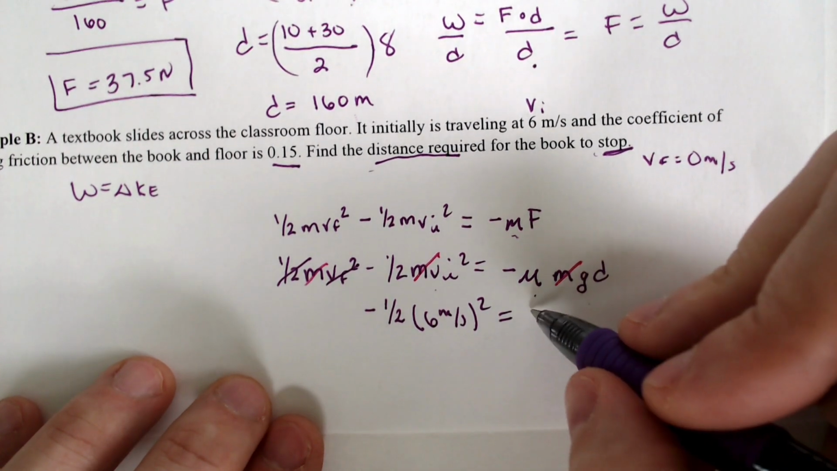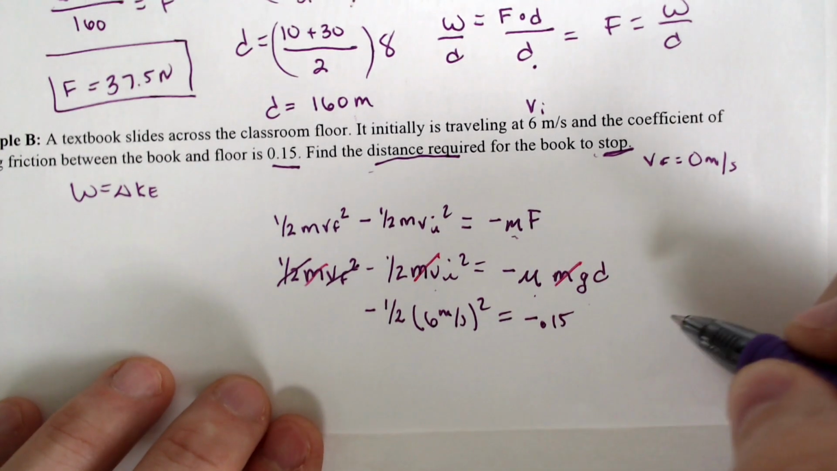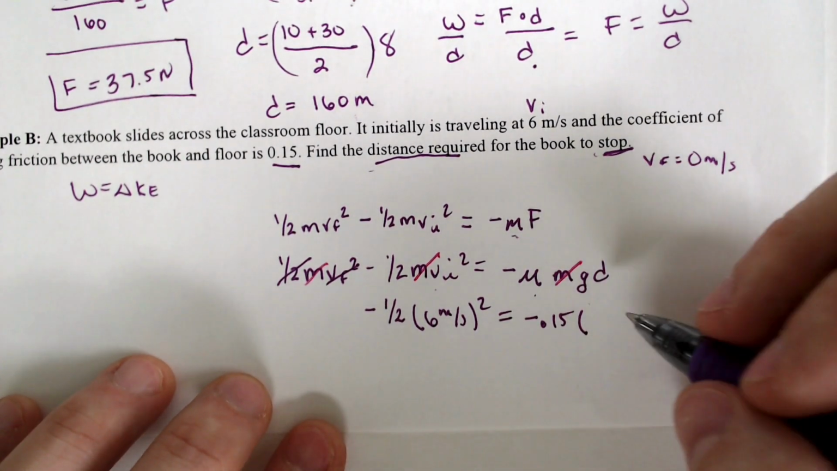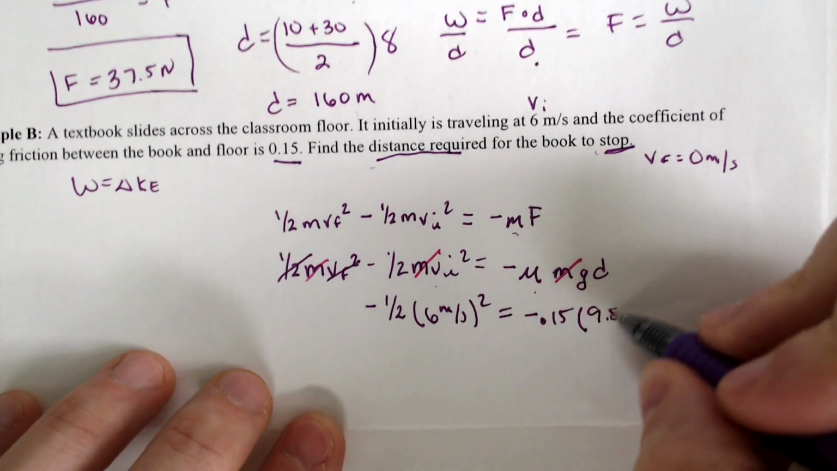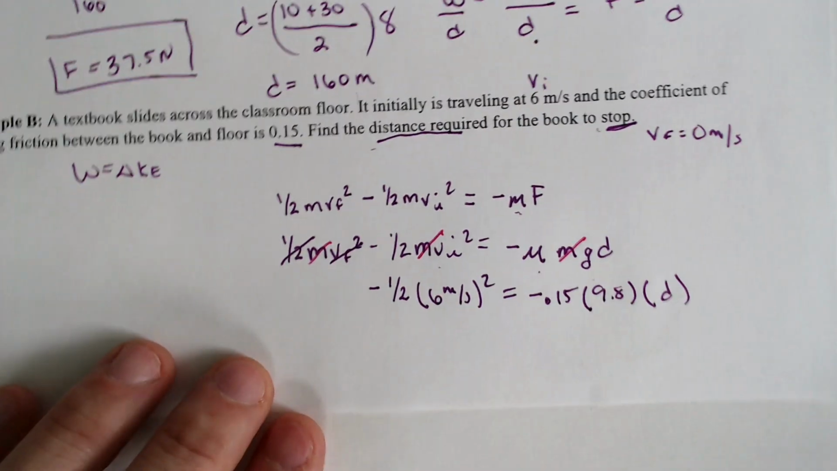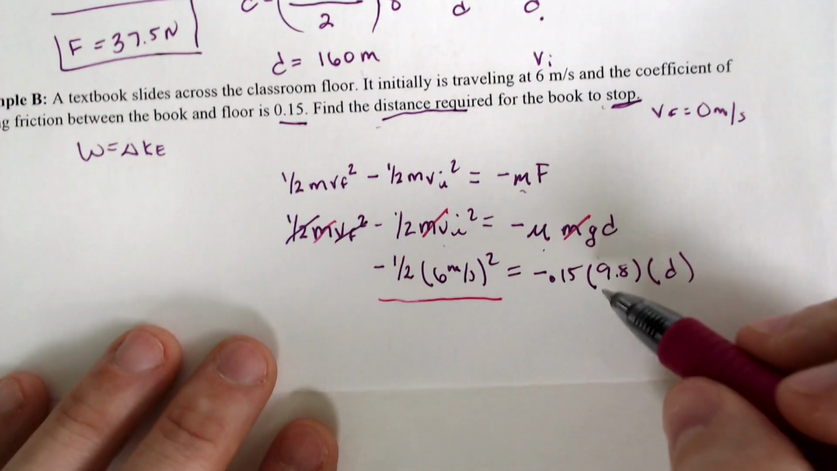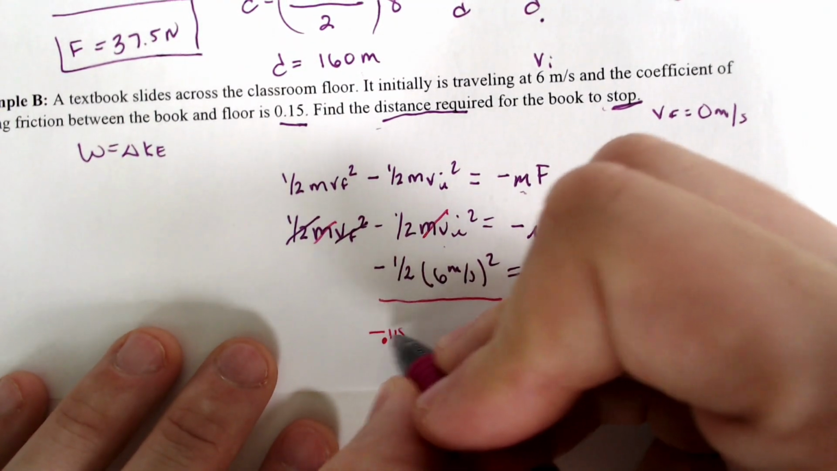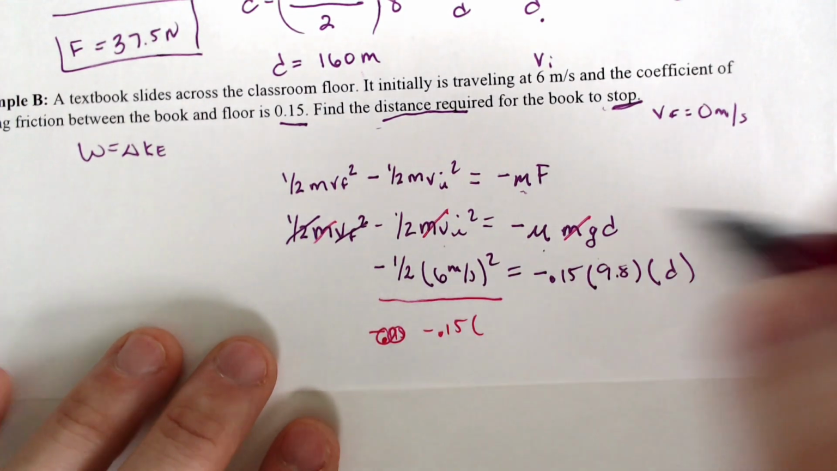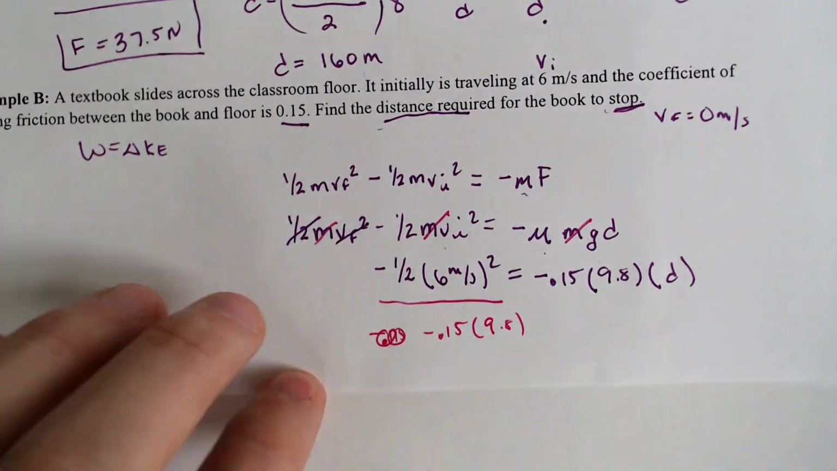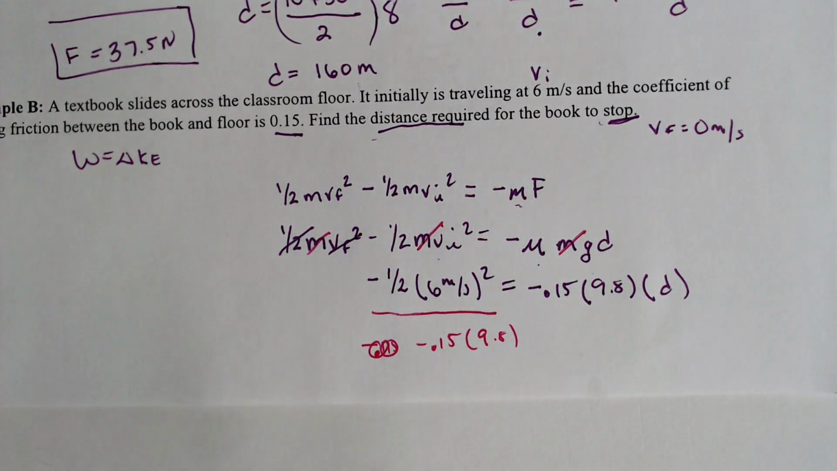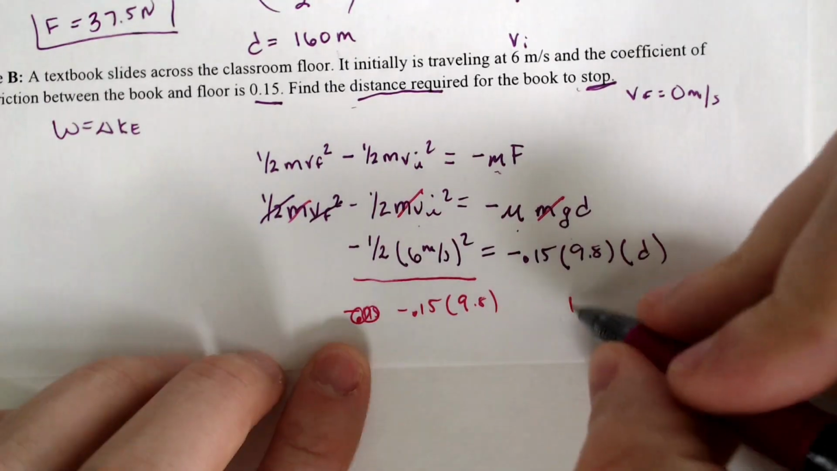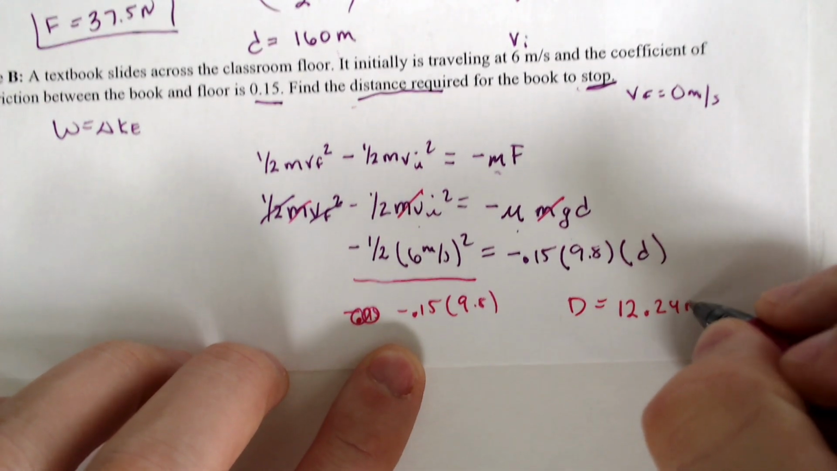Well, we're looking for distance. So what is the coefficient of friction? That'd be negative 0.15 times gravity. That would be 9.8. Or we could go for 10. I'm going to go with 9.8 times distance. If we solve for distance, we would just be dividing by the negative 0.15 and the 9.8. All right, so let's do that. If we do that, we end up with 36 times 0.5 divided by 0.15 divided by 9.8. You end up with a distance of 12.24 meters.